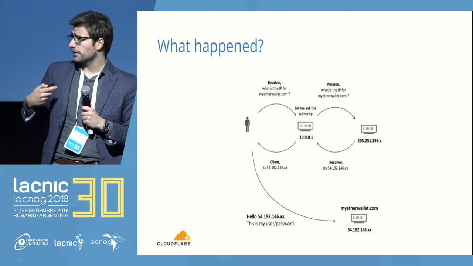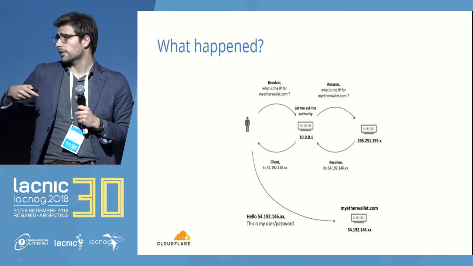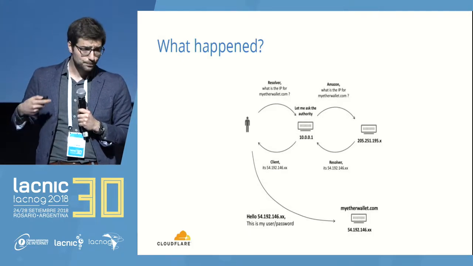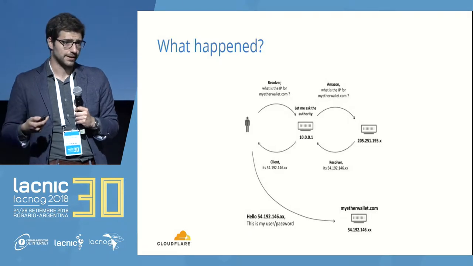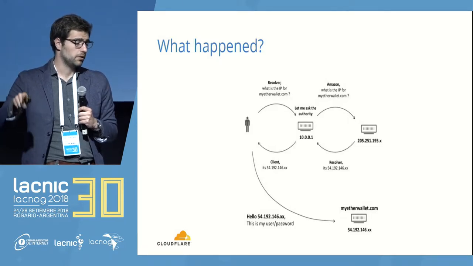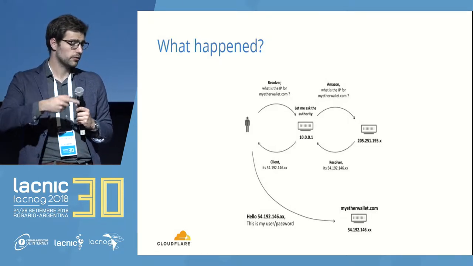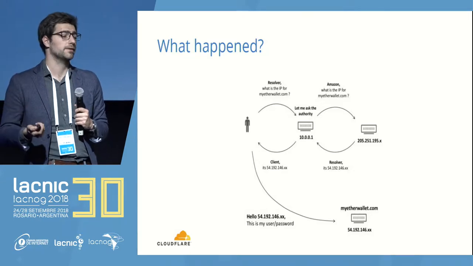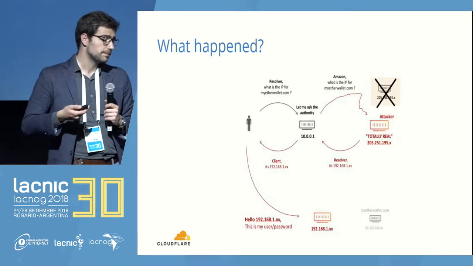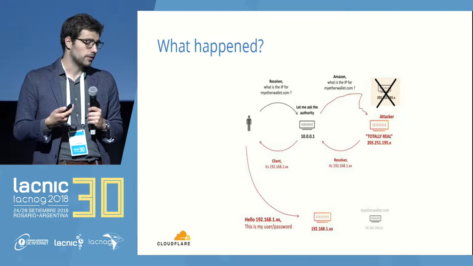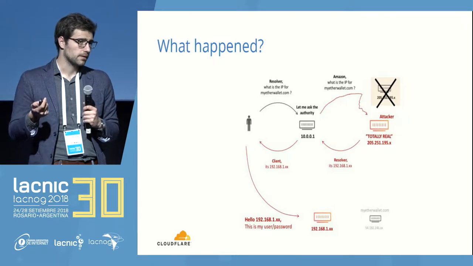So this is the regular scenario. We ask a DNS resolver for data. And once we get the reply, the user is going to query the website, MyEtherWallet. But somebody decided to actually hijack the DNS.